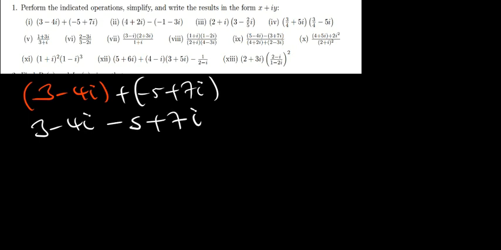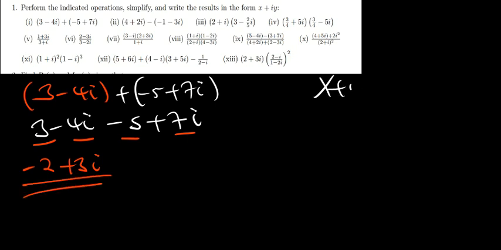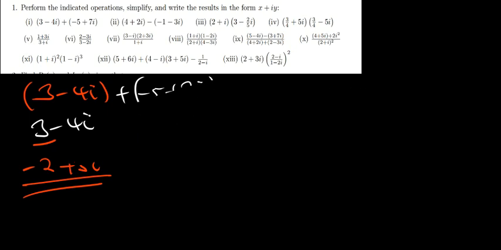So we add the real part and the real part, the imaginary and the imaginary. In this case, 3 minus 5 is -2. Then -4 plus 7 is 3i. So we are trying to write this in the form of x plus iy. In this case, x is -2, iy is 3i. As simple as that. So that's the answer for the first part.